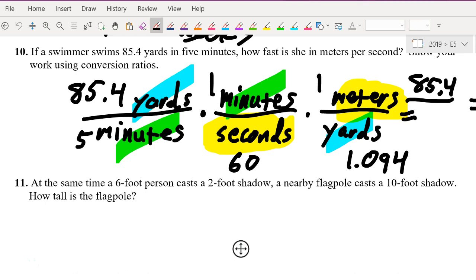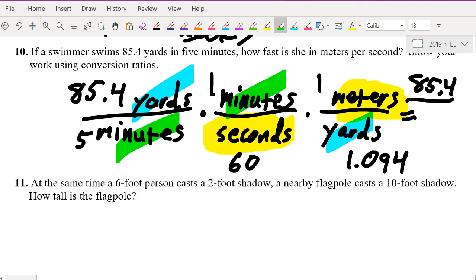Series part 2. Okay. So, we were given in the problem 85.4 yards in how many minutes? 5 minutes. Good. Everyone's paying attention. Woohoo! Ready, Matt? Okay, good.